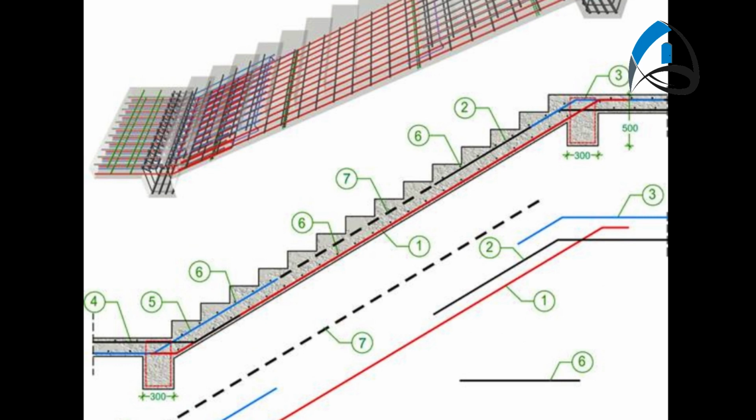Behavior and reinforcement of one-way staircase connected to slabs. Due to the continuation of the staircase to slabs at its base and top, negative bending moments are formed at the supports, with upper fibers in tension, and therefore rebars are required at the upper fibers at both ends.